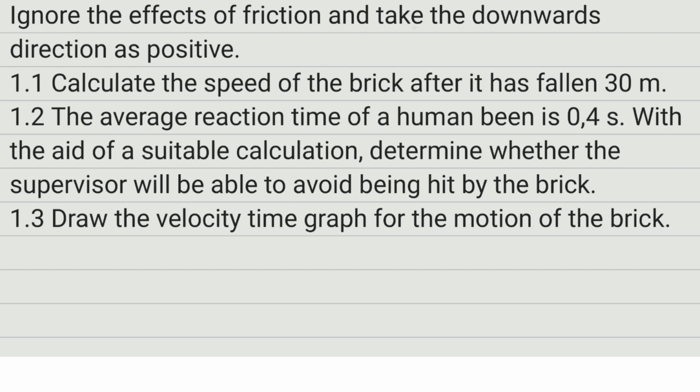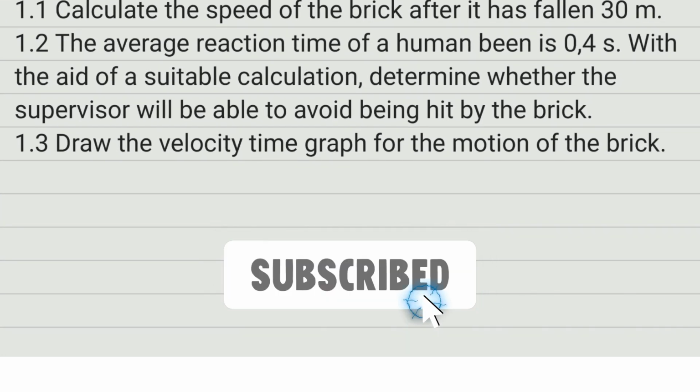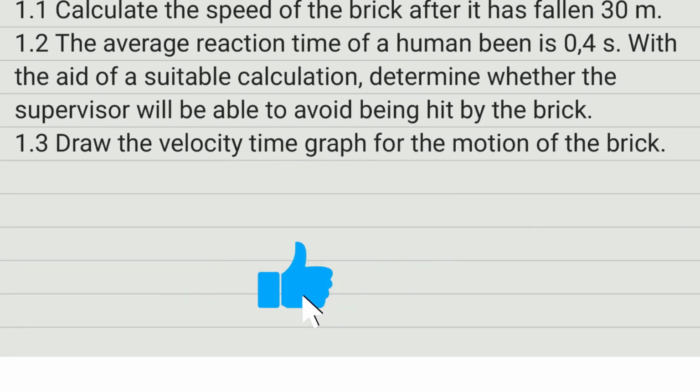This is something that you cannot change. Take down as positive. So for the whole question, down must be positive. Calculate the speed of the brick after it has fallen 30 meters. The average reaction time of a human being is 0.4 seconds. With the aid of a suitable calculation, determine whether the supervisor will be able to avoid being hit by the brick, and draw the velocity times graph for the motion of the brick.